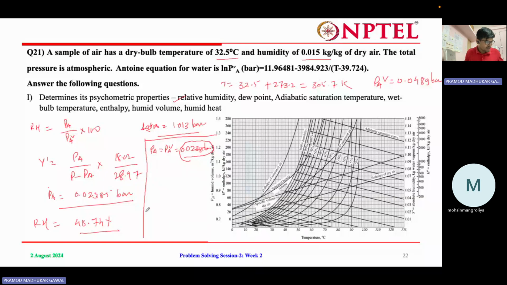Using this equation, you will get the temperature equal to 293.5 Kelvin, which in degrees Celsius is 20.3 degrees Celsius, right?